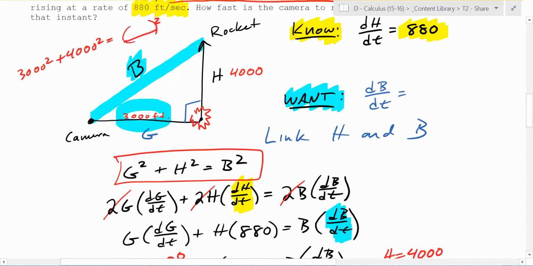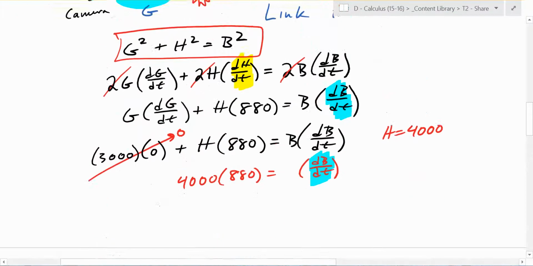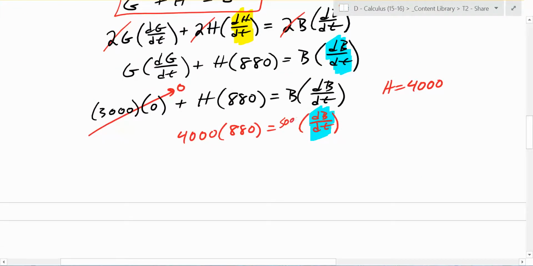What goes right there? Sarah, do you want to finish it for us? 25 million. Oh, no, 5,000. 5,000. Sorry, yeah. When this is 3,000 and when this is 4,000, because we know the Pythagorean theorem, what does this have to be? 5,000. 5,000. So we plug in 5,000 for what? B. Plug in 5,000 for B.